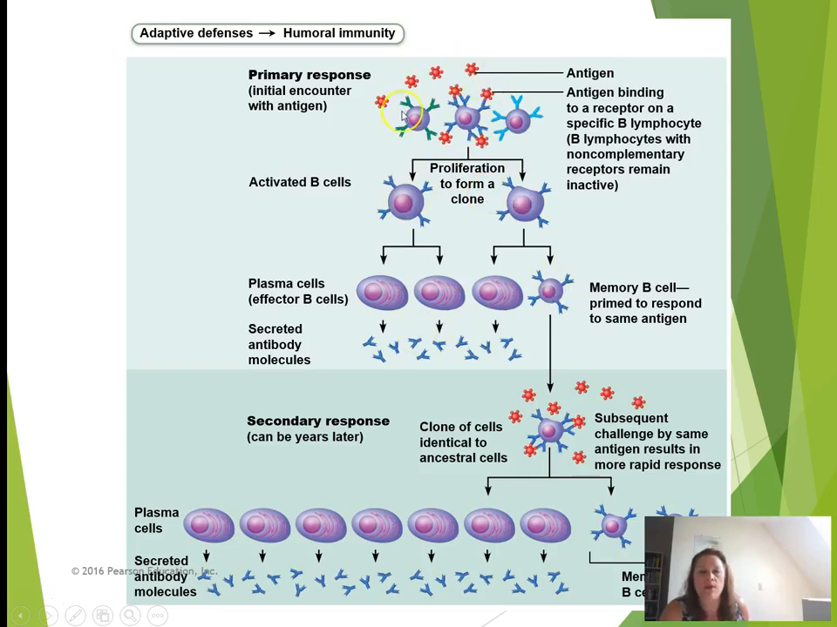And then we have clones of them, and then we have lots of them. And so now we've taken care of our first response, sort of the first time you see this virus. And now we have these guys floating around in our bodies forever. So when we see it again, there's a more rapid response and you don't get sick. So this is sort of the memory portion.